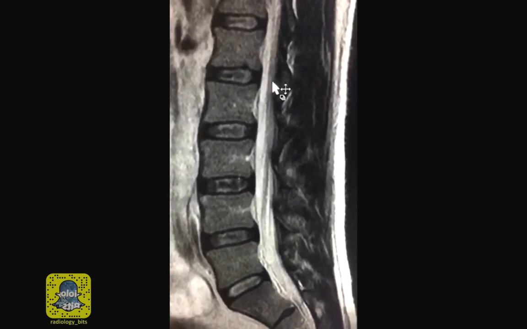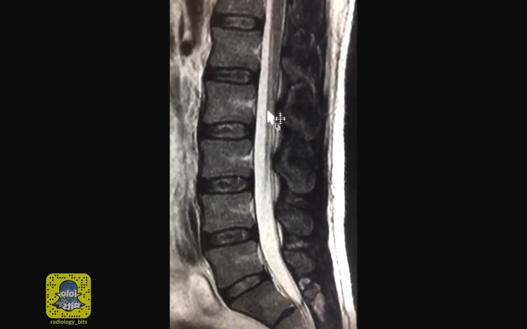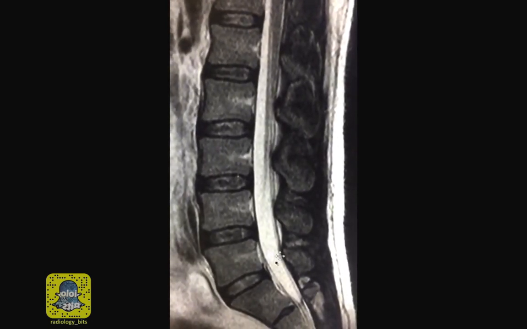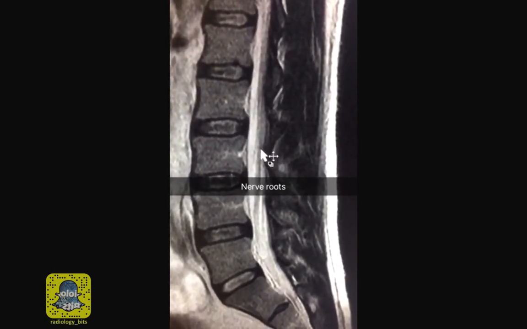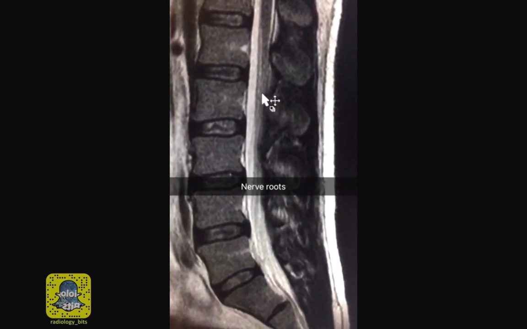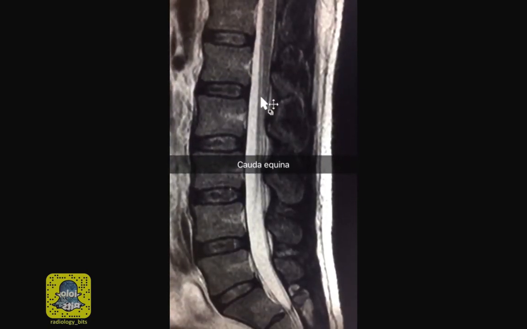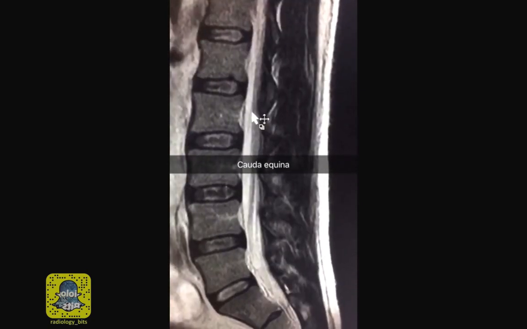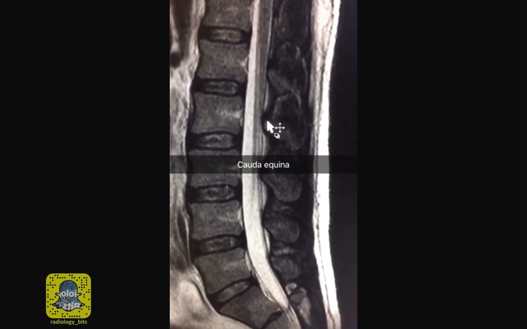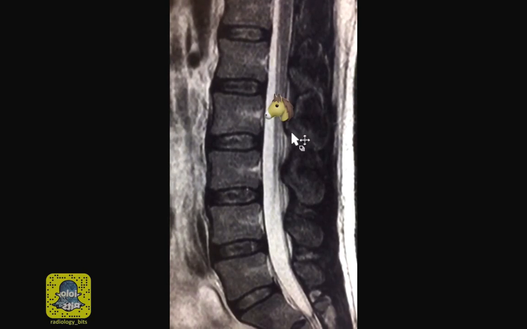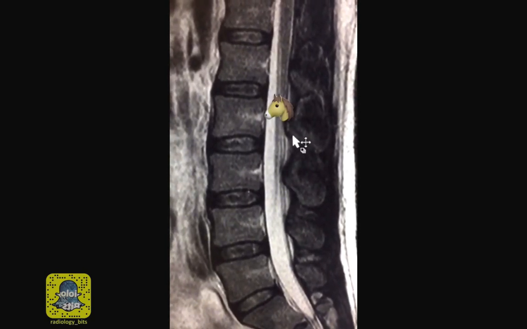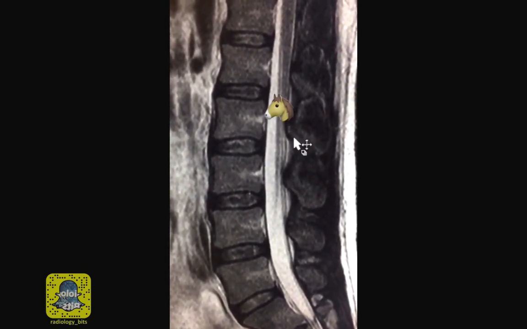And those linear components float within the CSF-filled thecal sac. Those are actually the nerve roots of the lumbar, sacral, and coccygeal segments. And this collection of nerve roots is known as the cauda equina. Cauda, which stands for tail-like, equina, which stands for horse, so it's the horse's tail.